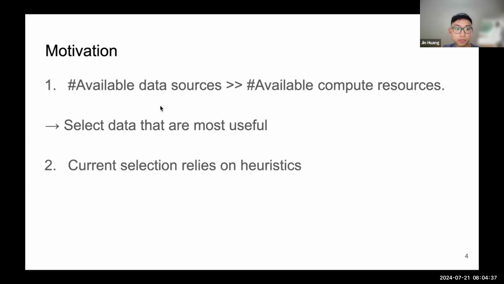And the second motivation is that most current selection methods for the most useful data rely on heuristics, and these heuristics do not take into account the training dynamics in the pre-training phase of the language model. In this way, the authors propose dynamic data selection in this pre-training phase.